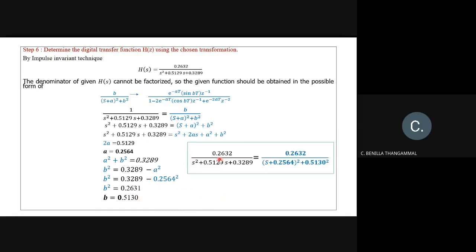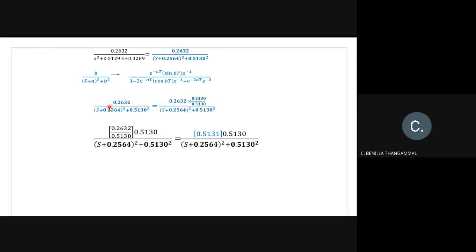So I can write this 0.2632 divided by s square plus 0.5129 s plus 0.3289 as 0.2632 divided by s plus a whole square plus b square. Now we have to substitute the formula here. So s plus a, that is b divided by s plus a whole square plus b square. The b value is 0.5130, but the numerator we have some other value. So multiply and divide the numerator by 0.5130 so that the transfer function will not be changed.